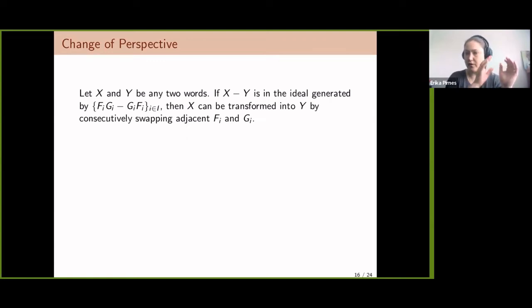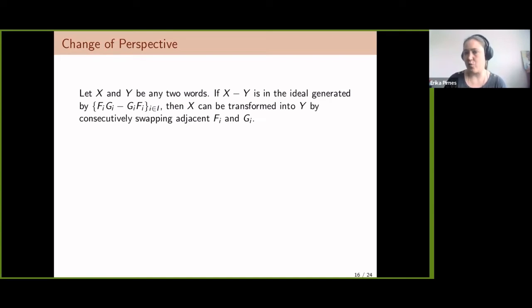The easy direction is that if you can go from one word to the other by swapping, then definitely that difference x minus y is in the ideal, because you can write it as a telescoping sum. But the backward direction is not that easy, because if x minus y is in the ideal, it doesn't have to be an integer linear combination. If it was, then it would be pretty easy, but it can be some weird linear combination.